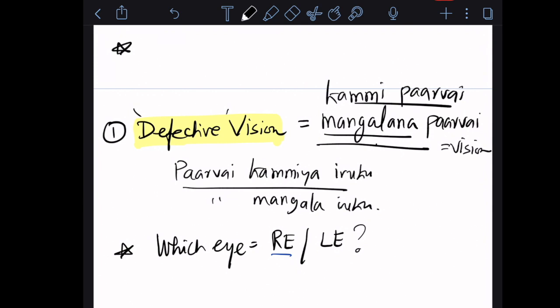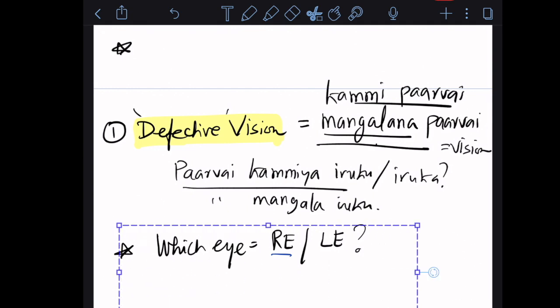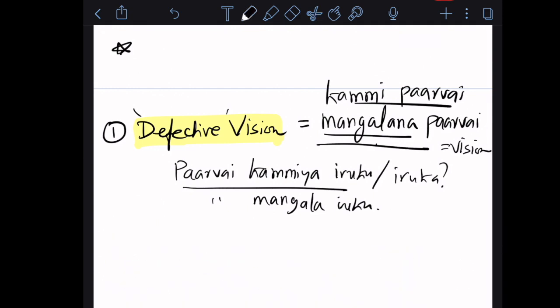Now you are asking the question to the patient, parvai kammiya irukka. If you're going to ask the same statement, பார்வை கம்மியா இருக்கா? இருக்கா means it's a question mark. So you can ask the patient, பார்வை கம்மியா இருக்கா? The patient will say yes or no. So you should know what are the two terms for yes and no. So yes means ஆமா. No means இல்ல. So you're going to ask the question, பார்வை கம்மியா இருக்கா?